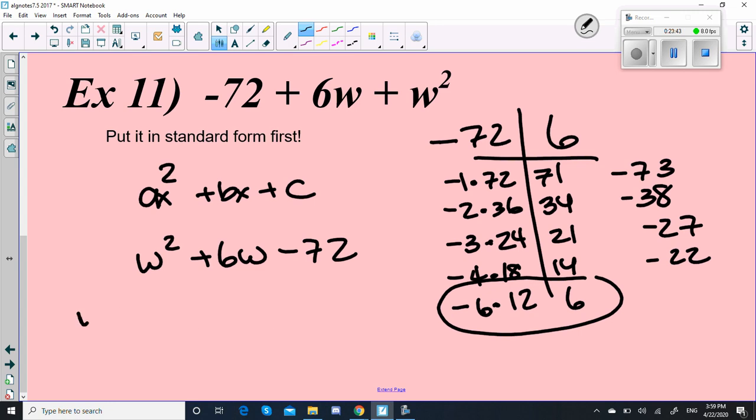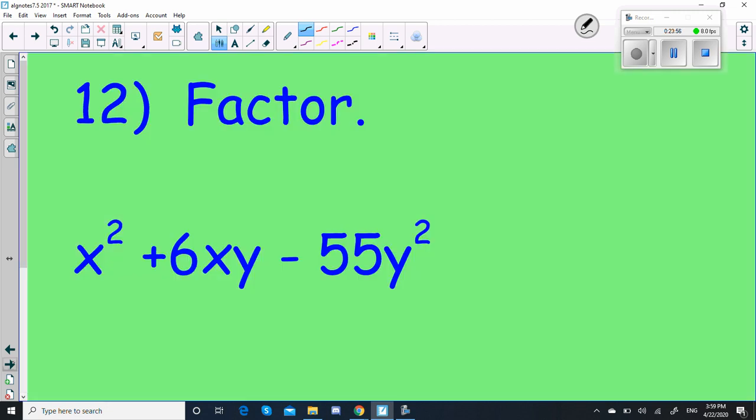So I put my w's in the front position because it's w squared, and then minus 6 with the first and plus 12 with the back. And again, you can switch those. The w plus 12 can be first if you would like it to be. This is the last one. It's got an x and a y in it. Press pause and give it a try, please.